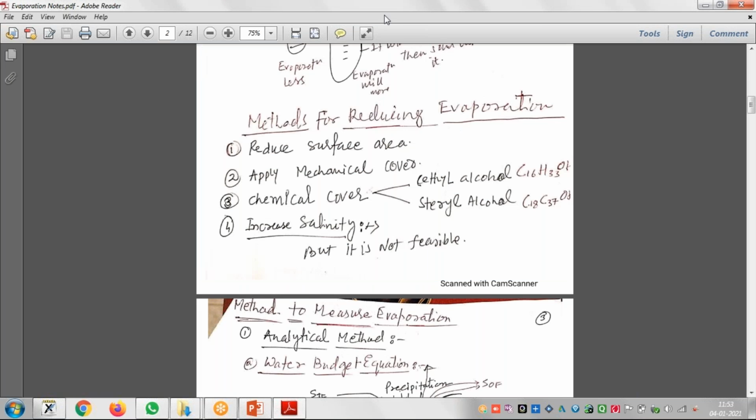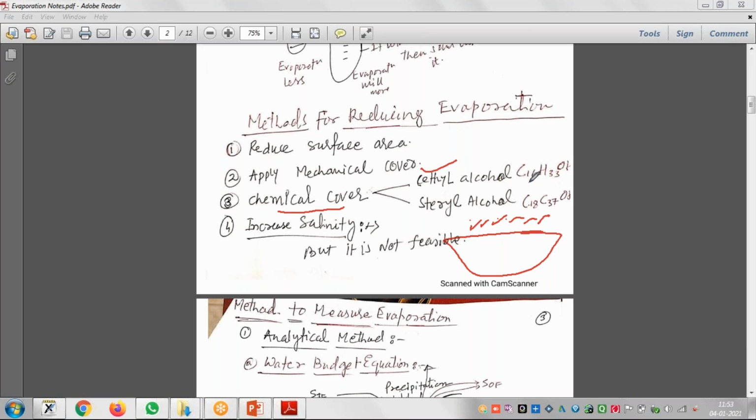Next is the mechanical cover. Mechanical cover means we apply some cover, but this is only applicable when the water body area is very small. Then we can apply a cover over the water body and save the water. But it is not economical. Now next is the chemical cover. If we sprinkle some chemical over the water body, some chemicals will be there. So what is this chemical?